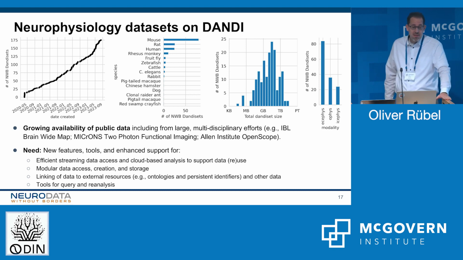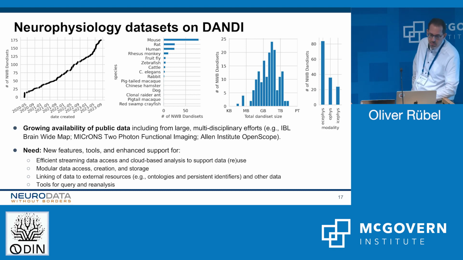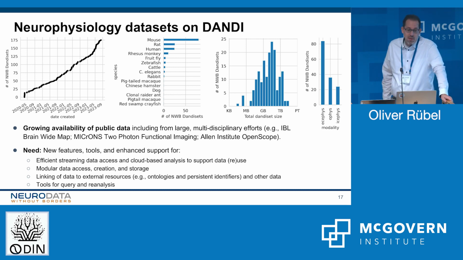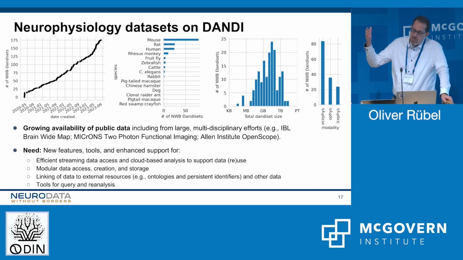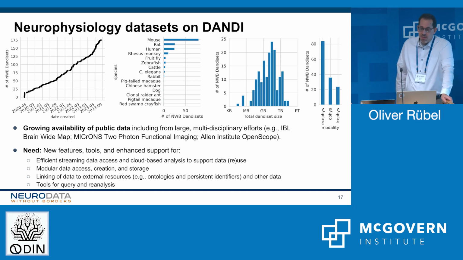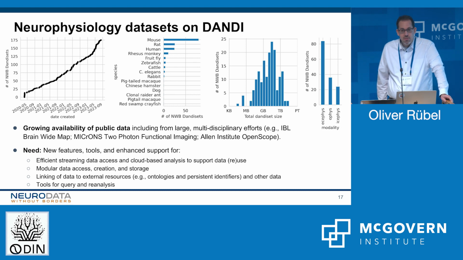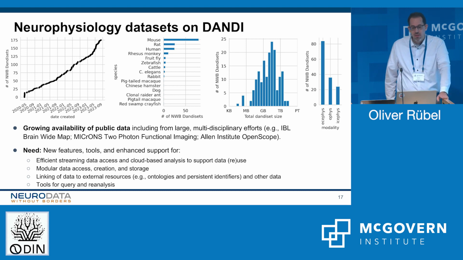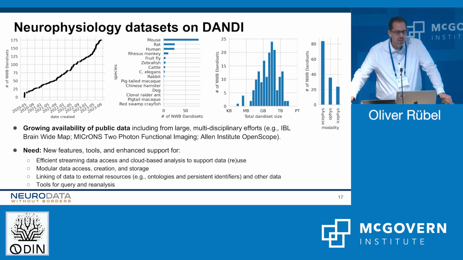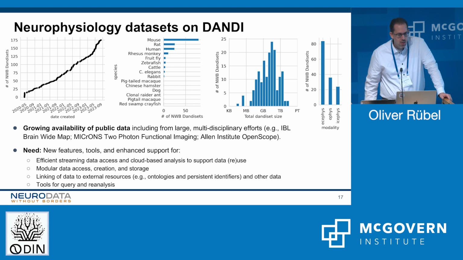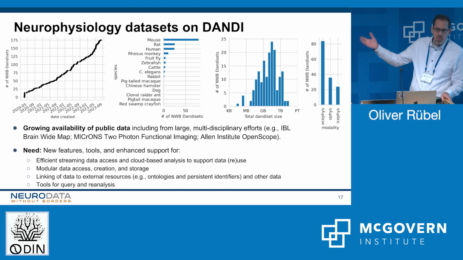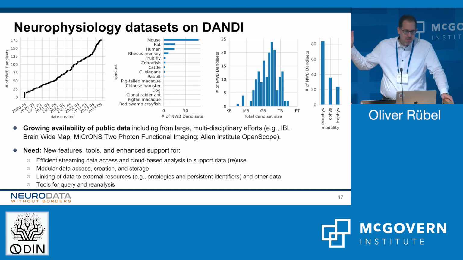200-ish different DANDI data sets that have NWB data in them, including from large multidisciplinary efforts such as the IBL Brainwide Map, the MICrONS recordings from the Allen Institute. And so there is a large body of data available now that provides a valuable resource for the community to do studies with. And so that also then drives changes in how we're actually interacting with the community and the data. And so we need new tools and features in NWB, for example, to support efficient streaming of data and cloud-based analysis, to enable the reanalysis of all that data.